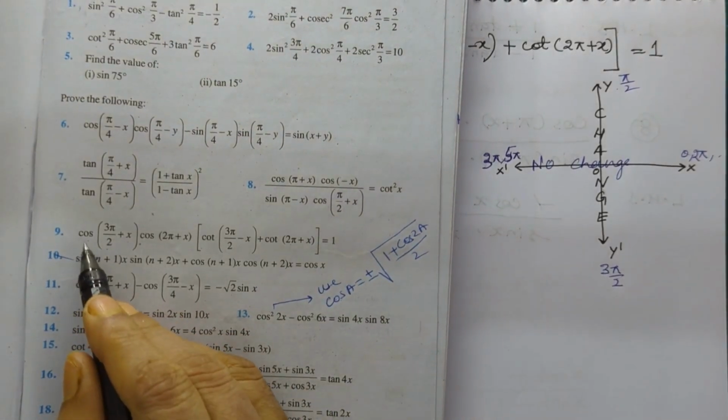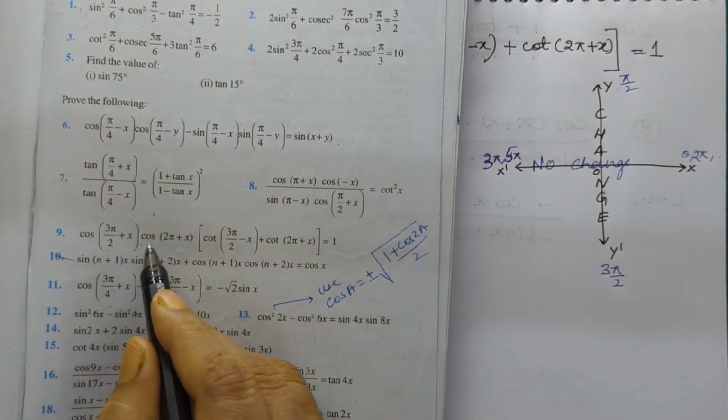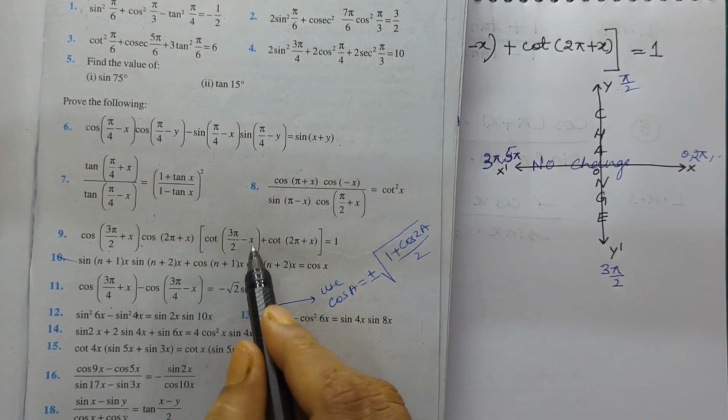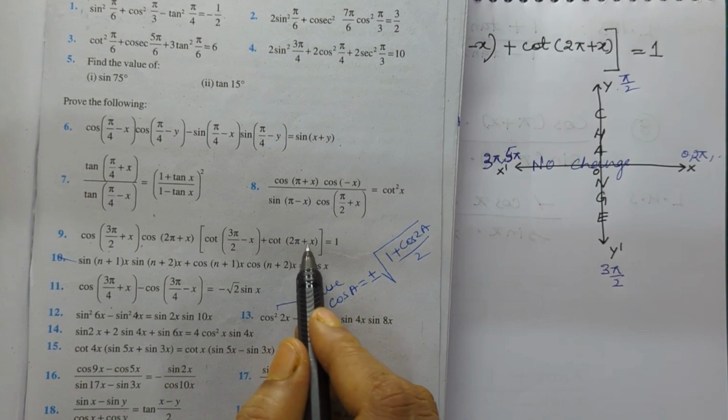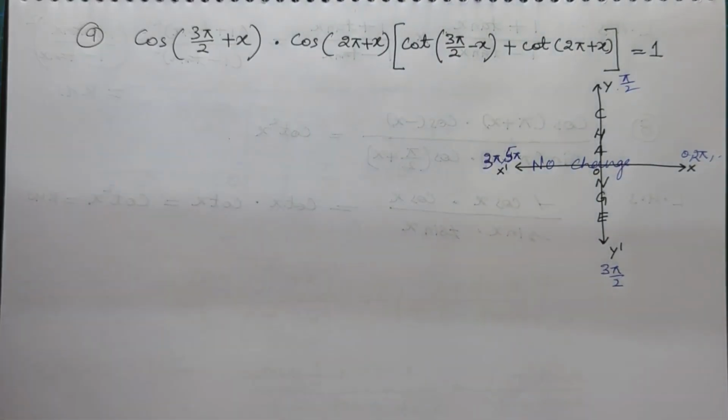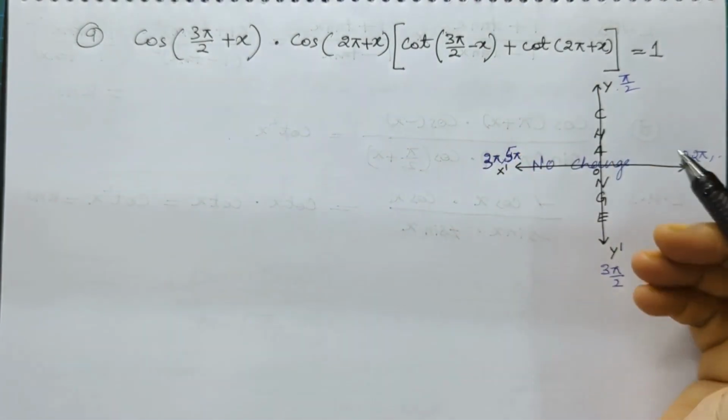The question number 9 is cos(3π/2 + x) times cos(2π + x) times cot(3π/2 − x) plus cot(2π + x). This expression we have to prove equal to 1. So this is the question.